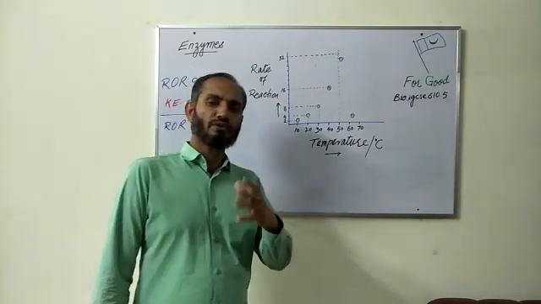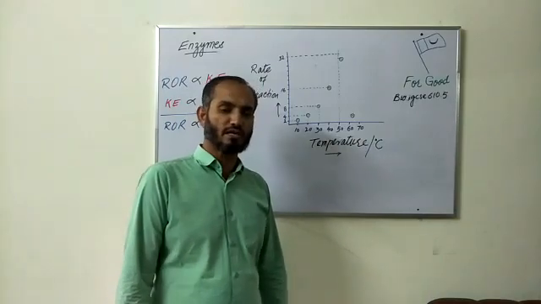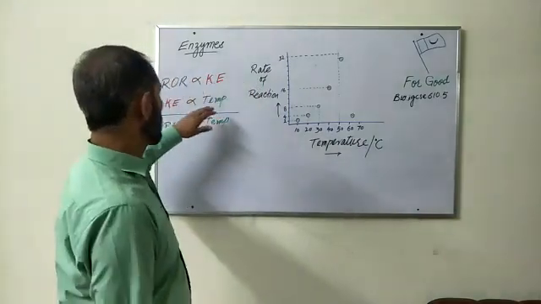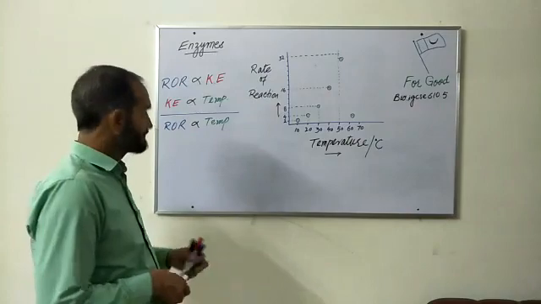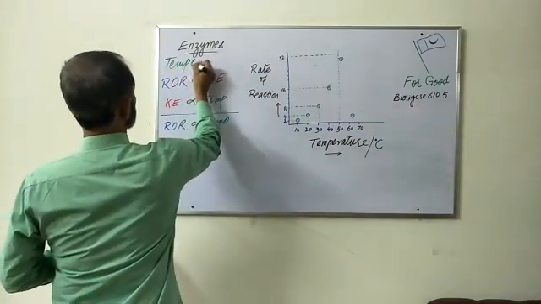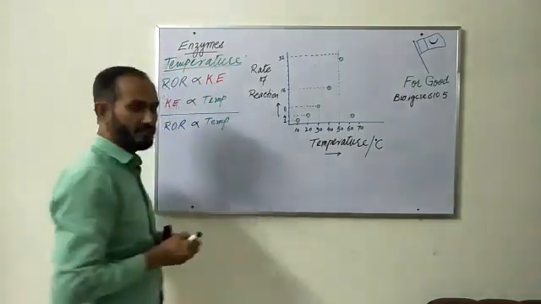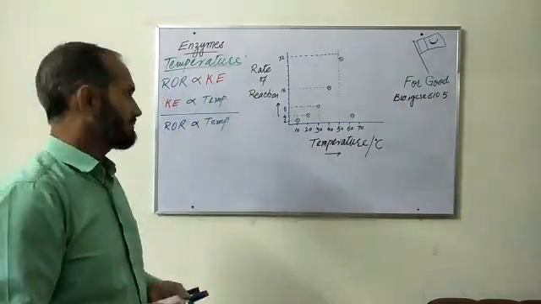So to cut it short, very simple, there are two basic factors which could affect the rate of enzyme controlled reaction, and one of them is temperature. Let me write it here that one of the factors affecting the rate of enzyme controlled reaction is temperature.